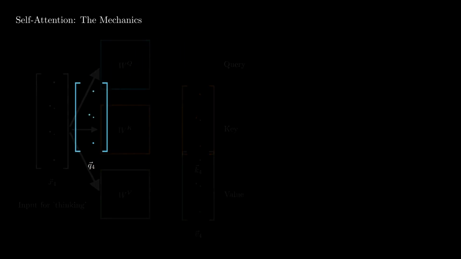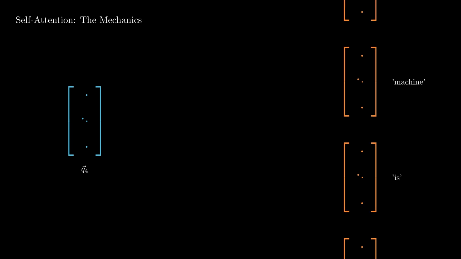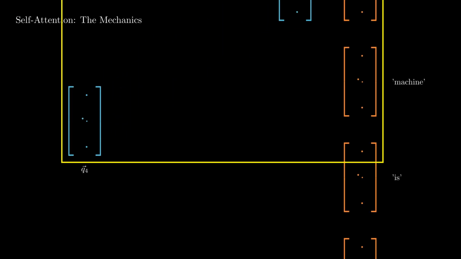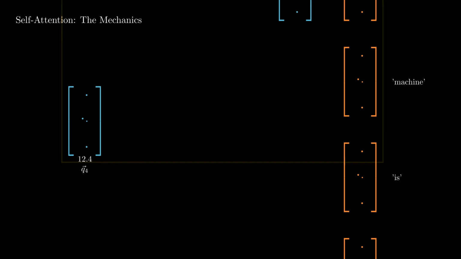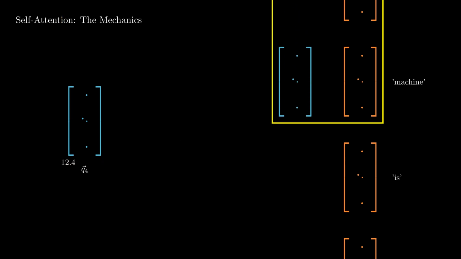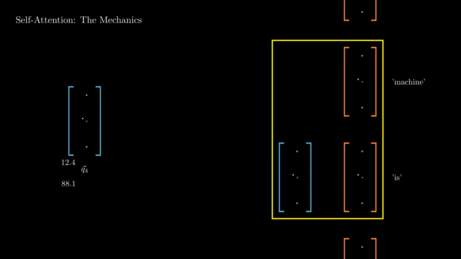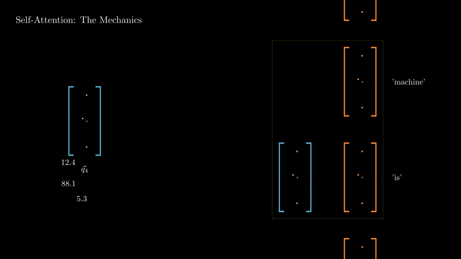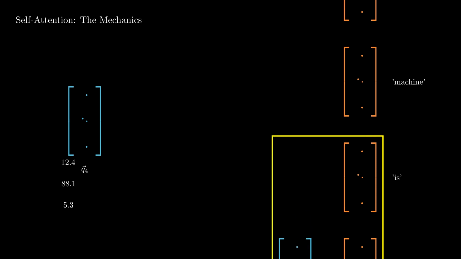So, from one input vector, we've generated 3 distinct vectors, each with a unique purpose: the query to ask, the key to be matched against, and the value to be shared. This happens for every single word in the input sentence. Now, let's see how they interact. We'll keep the query for thinking, our Q4, and bring in the key vectors for every word in the sentence: the, machine, is, and thinking.